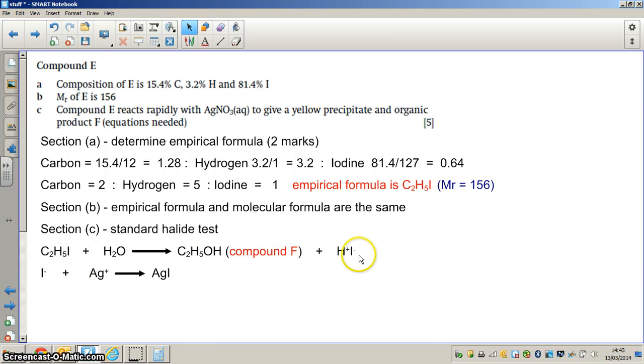So these are the two reactions which are actually taking place. The first one is the reaction between the organic iodide, which in this case is iodoethane, reacting with water to make ethanol and releasing hydrogen ions and iodide ions into the solution. And the second reaction is the iodide ions reacting with the silver ions in solution to make the insoluble product, which is silver iodide, which is the yellow precipitate. And that's all the information that we can glean from this about compound E. So compound E is iodoethane.